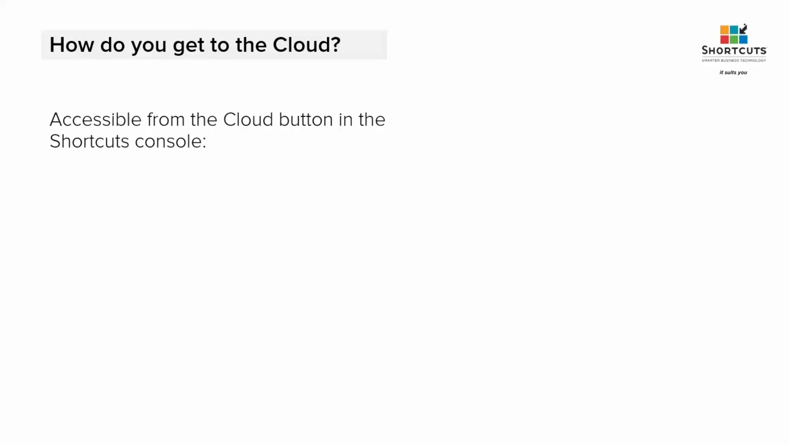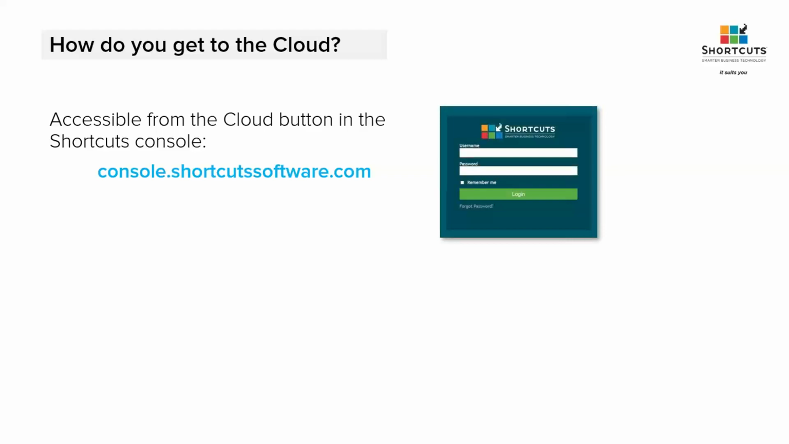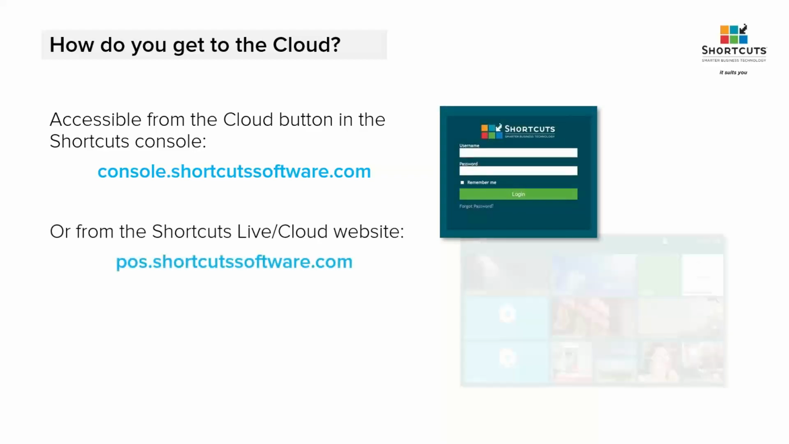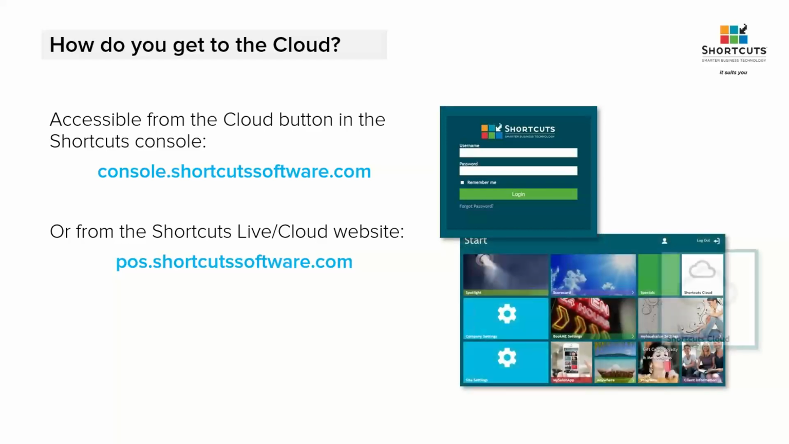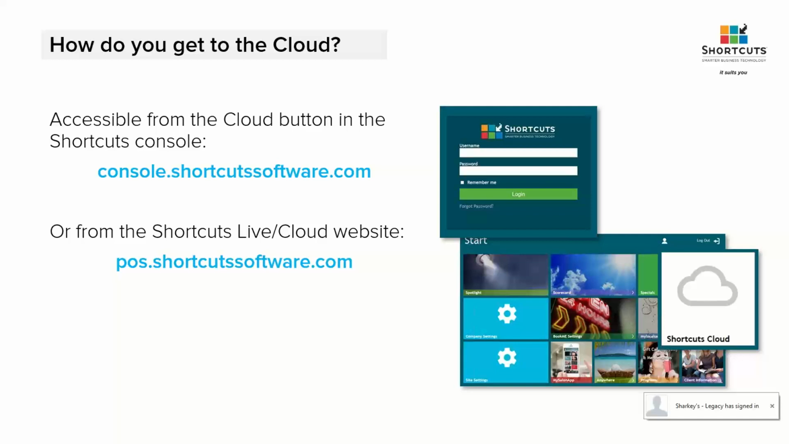So the cloud itself. If you've ever logged into the Shortcuts console, and in the previous classroom sessions, we did an intro on the console itself, that is on console.shortcutsoftware.com. Hopefully, most of you are familiar with that. Your username is going to be an email, and a password you should have set by now, or it's going to be a random password from Shortcuts. Once you're logged in, you should see a button that says Shortcuts Cloud.